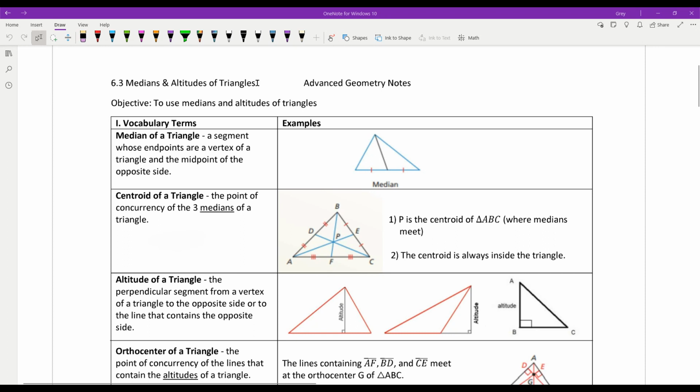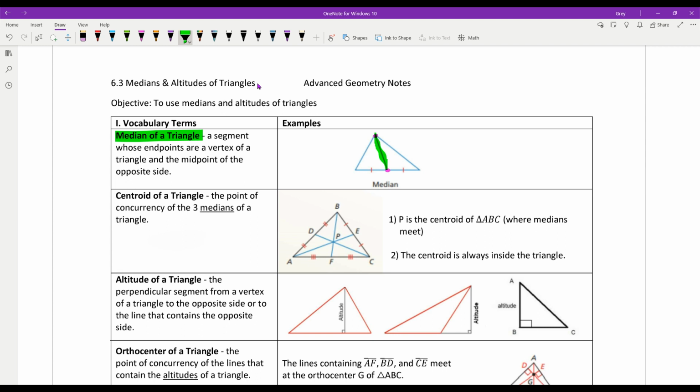Today's lesson is 6.3 Medians and Altitudes of Triangles. We are continuing with the vast amount of vocab that's in this chapter and how important it is to keep it all straight. So, to continue with that, the first thing we're going to do is talk about the median of a triangle. The median of a triangle is a segment that joins the vertex to the midpoint of the opposite side. So this is our median right here.